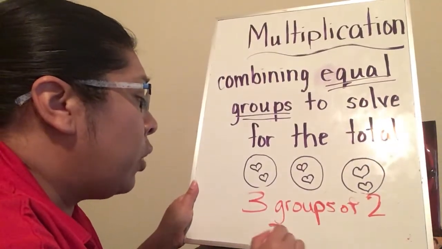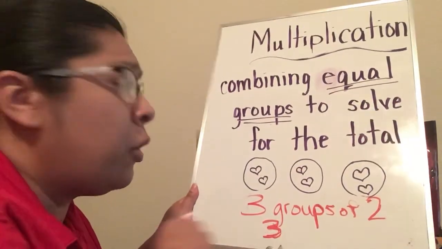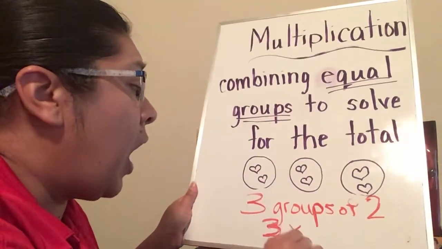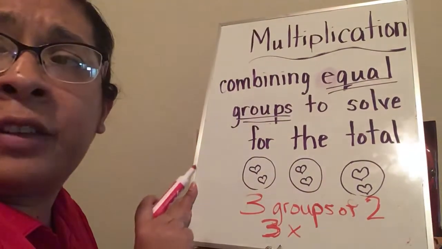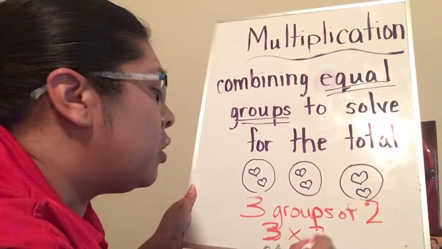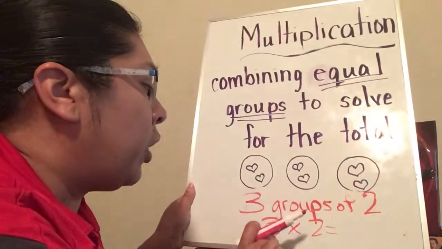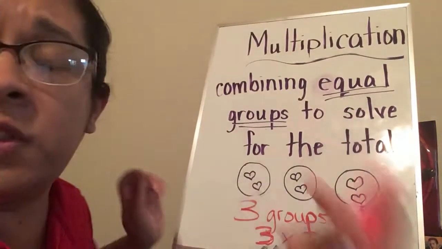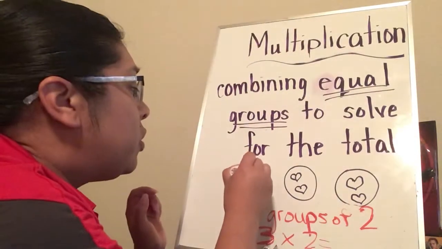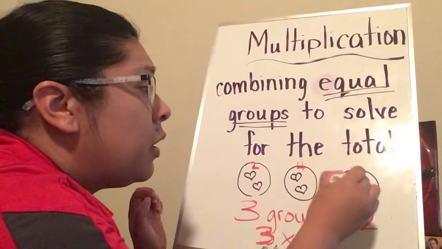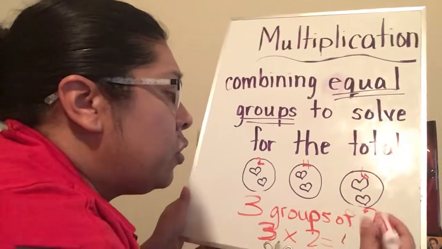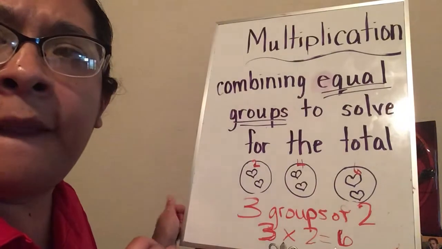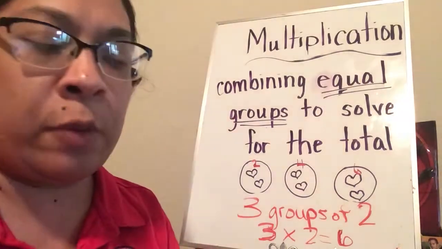It would be 3. Now, the first number in multiplication is always how many groups? 3 groups of, I always say the X stands for of, 2. 3 groups of 2, well, you would skip count. It would be 2, 4, 6. So your total is 6. Okay? Let's go ahead and do some more practices.